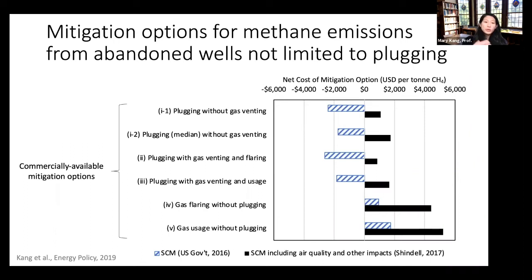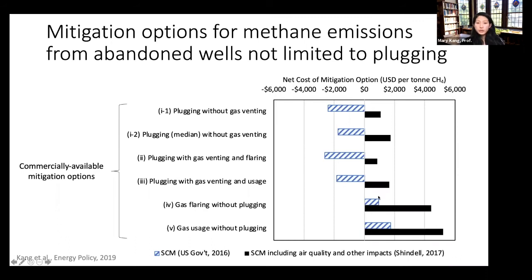So what's done here is we looked at a bunch of different commercially available mitigation options, considered all the different types of costs associated with plugging the well, and also considered something called the social cost of emitting methane. So there are different social costs. This SCM, social cost of methane, is from the US government, what they use in their policy analysis. And this one, social cost of methane including air quality and other impacts, is another estimate, which is much higher.